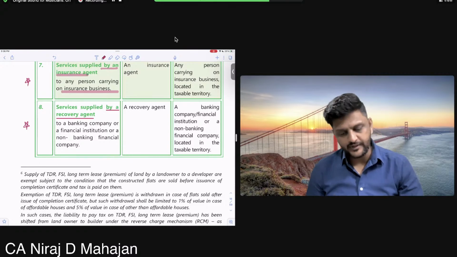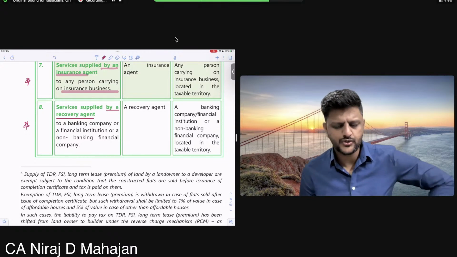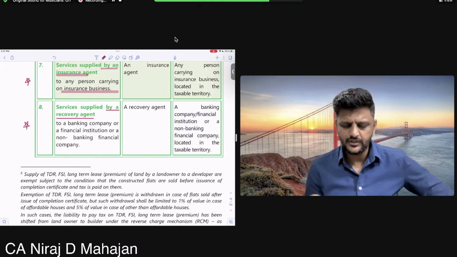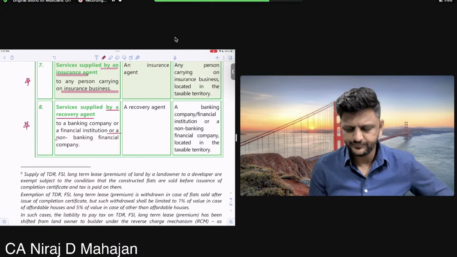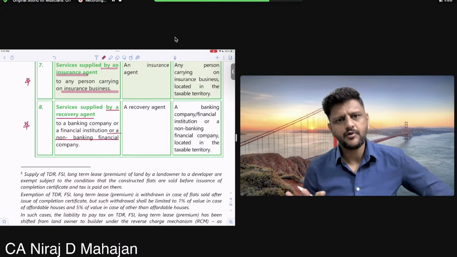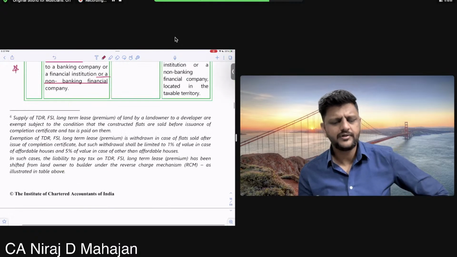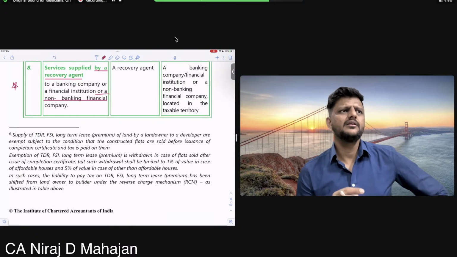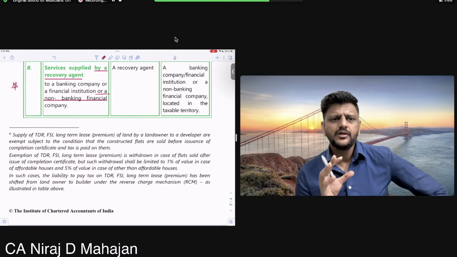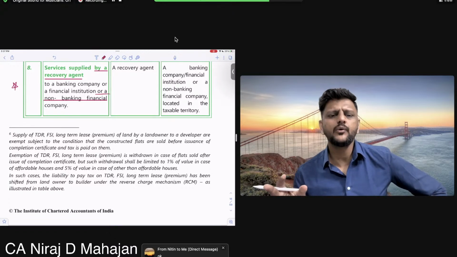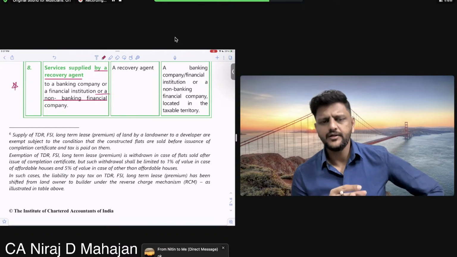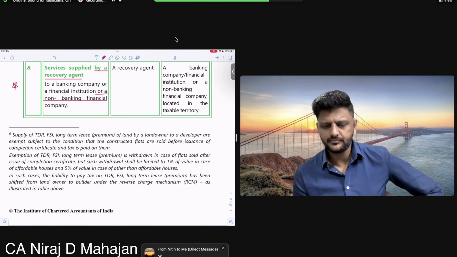So recovery agent to banking company or financial institution or even an NBFC. Okay? Or even an NBFC. Keep that in mind. Again RCM applicable. Again a bank may have many recovery agencies or recovery agents. So again here, the services of agency only, agent to principal. Who is the principal? Now your bank. Clear? On that RCM applicable.